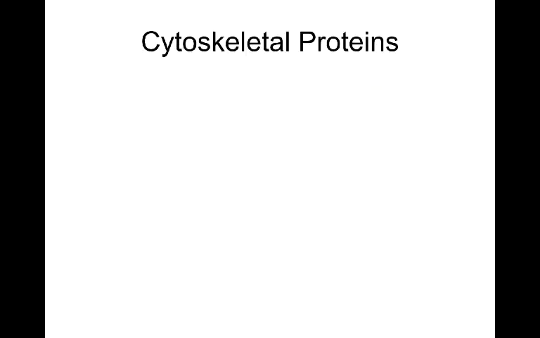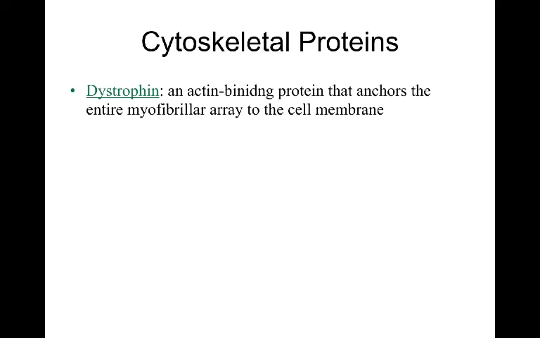Now, besides the protein that we mentioned, myosin and actin and troponin, tropomyosin, M-line, Z-disc, these are all protein. Besides those proteins, there are other proteins that is worth to be mentioned. One of them is dystrophin. Dystrophin is a protein that is going to attach the whole structure that we mentioned into the cell membrane.